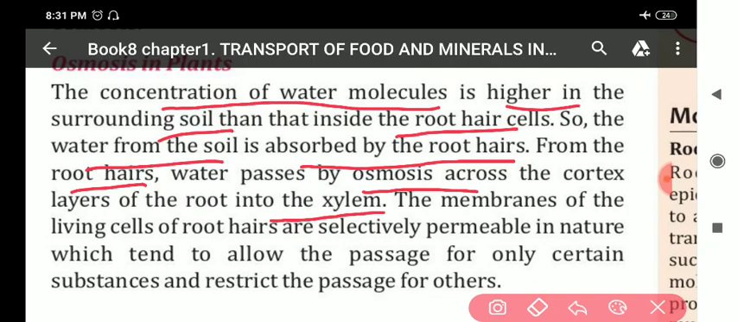The membranes of the living cells of root hair are selectively permeable in nature, which tend to allow the passage of only certain substances and restrict the passage of others. Now, my dear students, the cell membrane which is present in the root hair acts as a semi-permeable membrane.